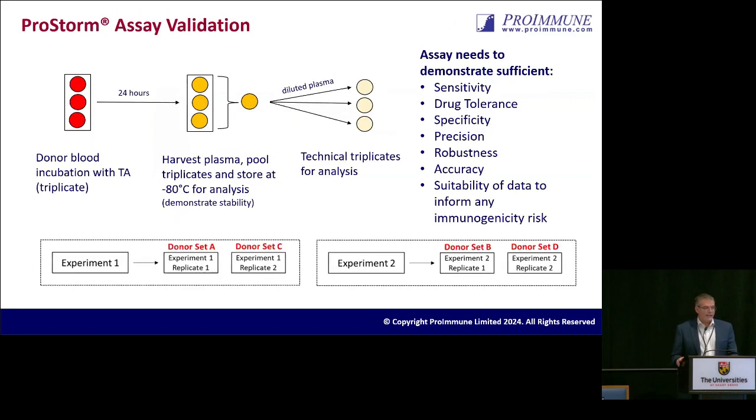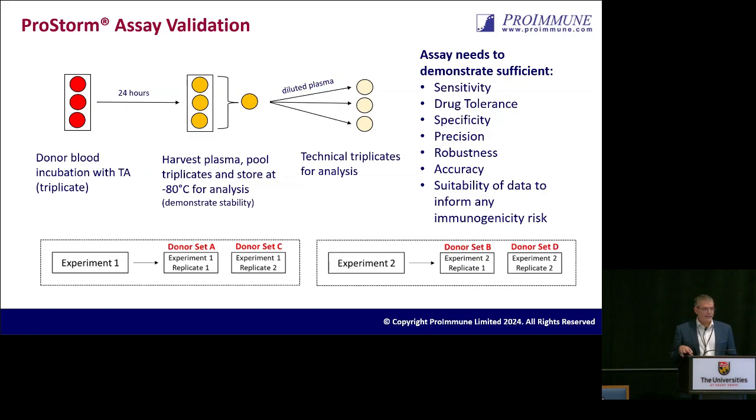So how did we validate this assay? The first thing to highlight is that the donor blood is incubated in triplicate, so each sample is incubated in triplicate for a 24-hour period. We then harvest the plasma. These triplicates are pooled and stored at -80 degrees for analysis. The analysis is typically carried out just a day or two after that, because time is of the essence in delivering the data for these assays. But because there is a storage period, and as Andrew alluded to just now, it's important to demonstrate the stability of those samples over the course of the period that you're storing them at -80.